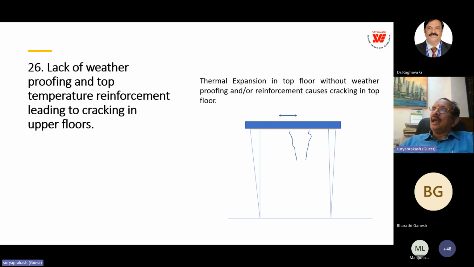Next is the lack of weatherproofing and top reinforcement. These are the cracks you normally observe in the top floor, even in a steel plus 5 floor building, due to thermal expansion in the top floor. If you have weatherproofing, you can contain the temperature difference, or at least if you provide temperature reinforcement in the top layer, you can avoid this cracking in the top floor. This is very frequently observed. That's why I mentioned this in my study.